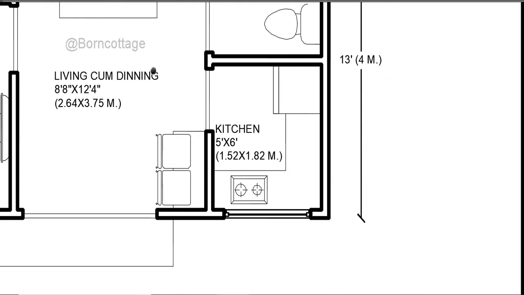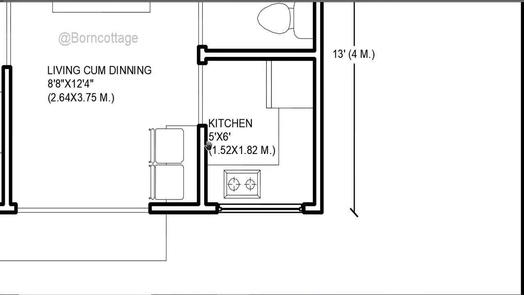On the right side we have kitchen. The size of the kitchen is 5 feet into 6 feet, in meter 1.52 into 1.82 meter. You can see here the burner, sink and also refrigerator arrangement, and a large size window for ventilation of this kitchen. And we will go inside.